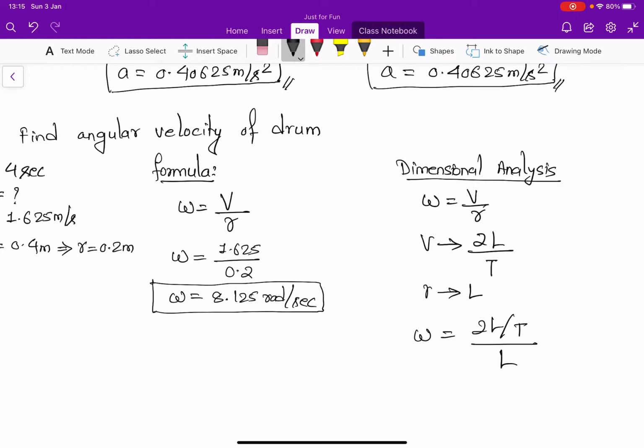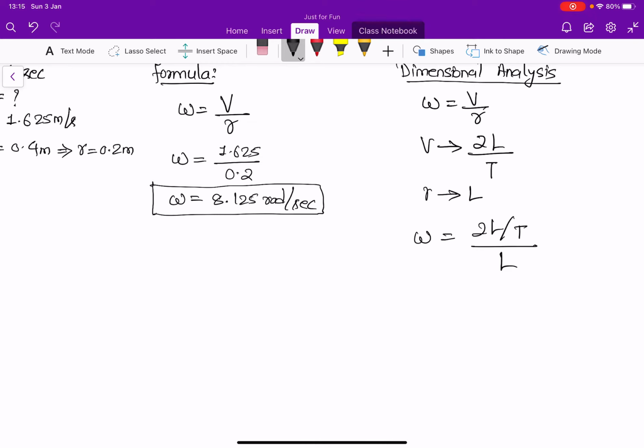If we write this a little bit nicely, you can see we're gonna get omega equals 2l divided by t, because that t goes down, then you have l. That dot multiply, that means it's multiply. So you can see l and l can cancel out each other, and we're gonna get 2 divided by t. All right, so you can see dimension analysis is giving you the unit as only unit.